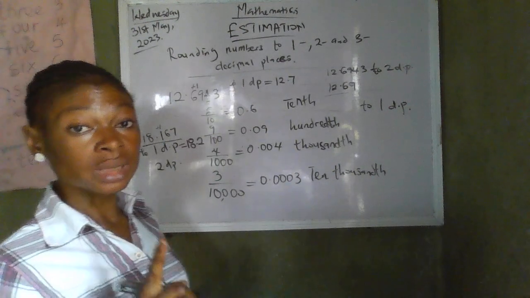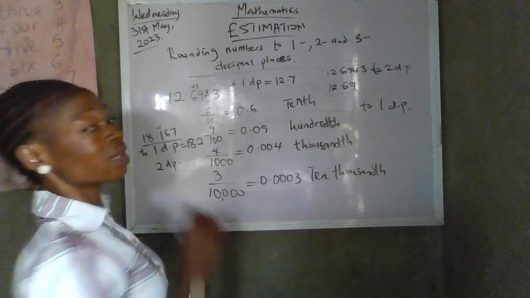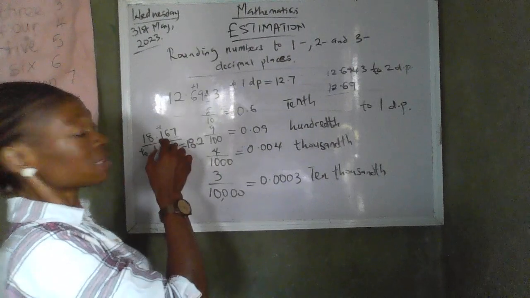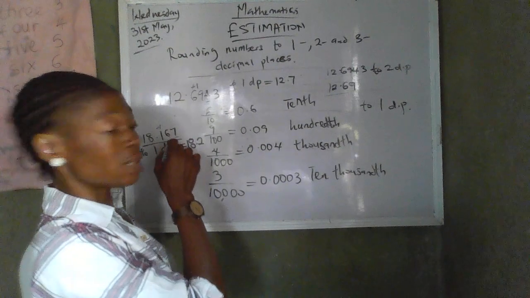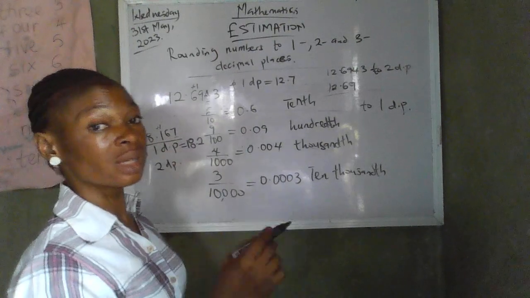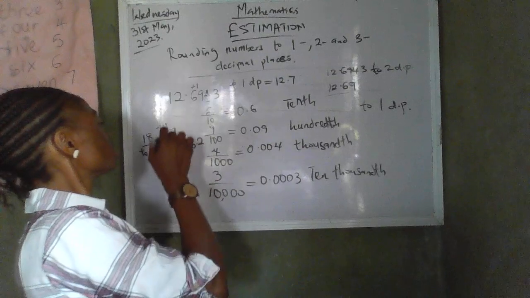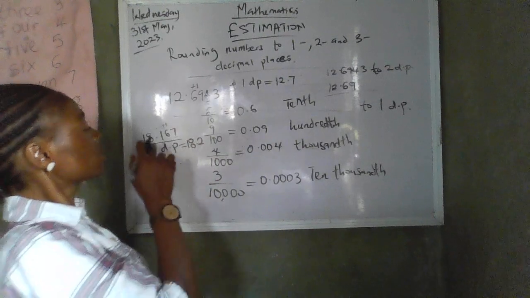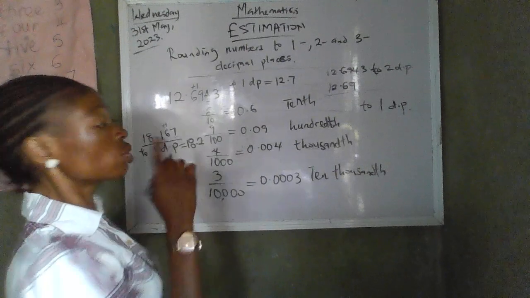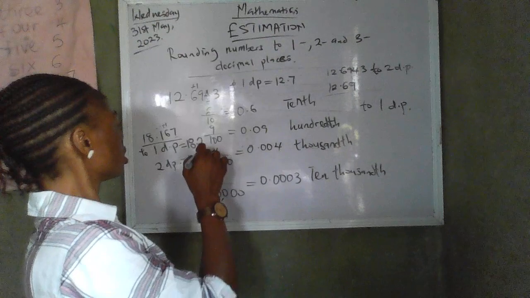Now 18.167 to 2 decimal places, the decider here is going to be 7, because it's the number that comes after the second decimal place. Now in estimation in math, 7 is rounded up to 1, and then added to this value here, which is 6. So when you add 1 to 6 it gives you 7. So now 18.167 to 2 decimal places equals 18.17.